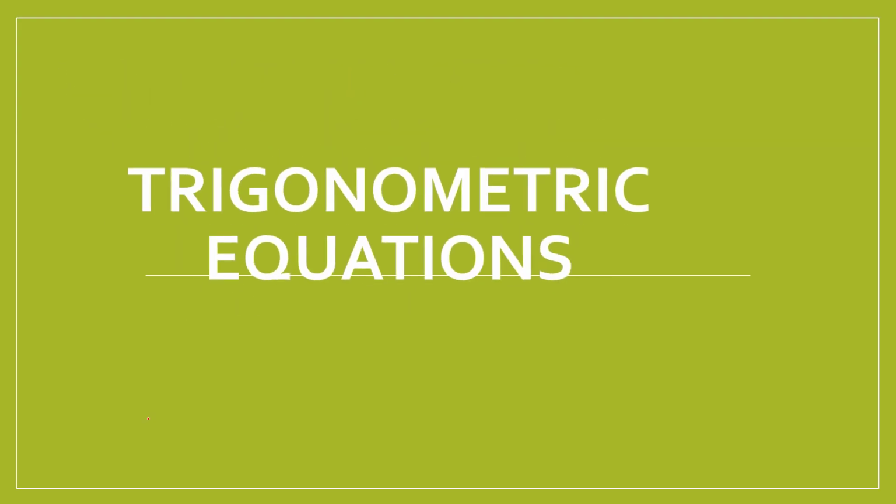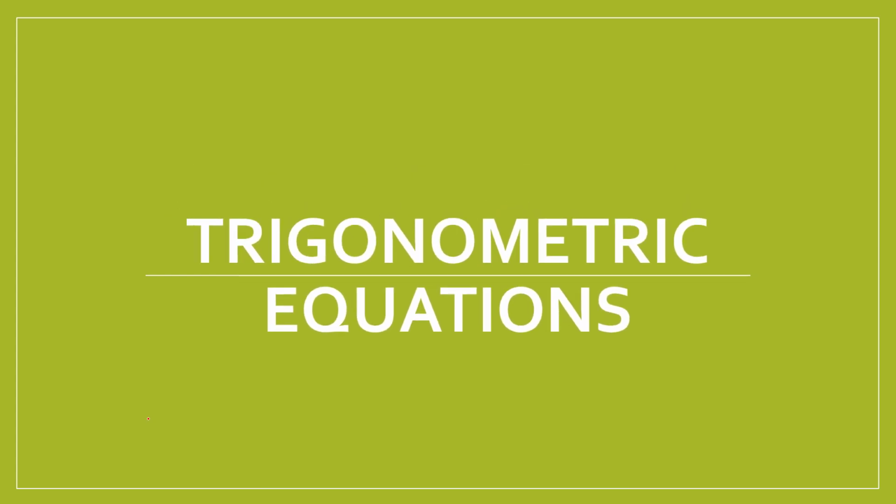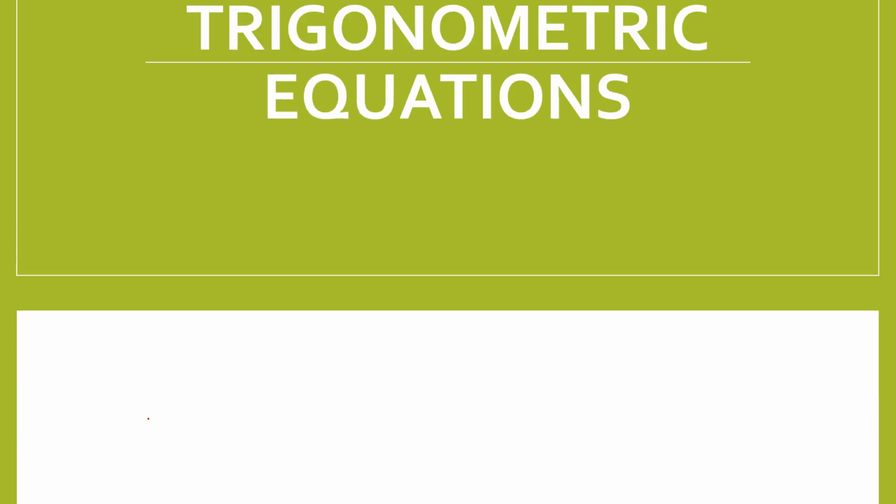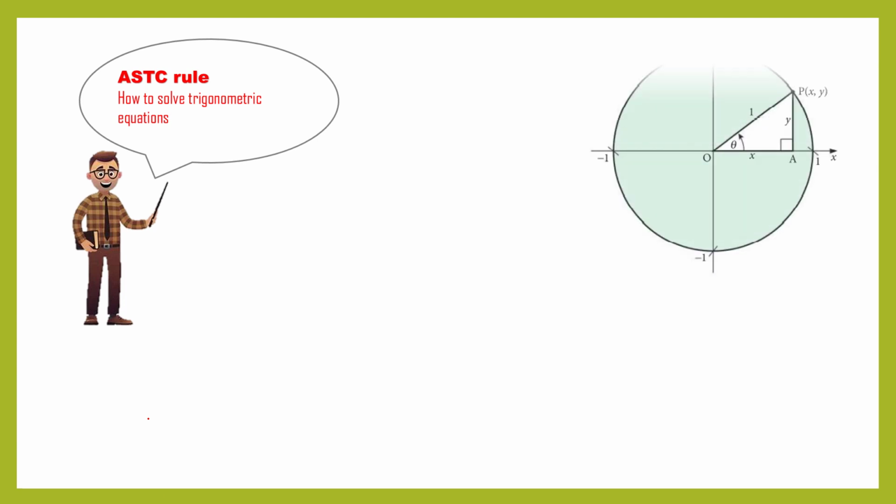Now we're going to move to how to solve trigonometric equations, but it's really important to know something first, which is called the unit circle and the ASTC rule. Let's see what the ASTC rule is. It is an abbreviation for All, Sine, Tan, Cosine, or we can memorize it with All Students Take Chemistry.